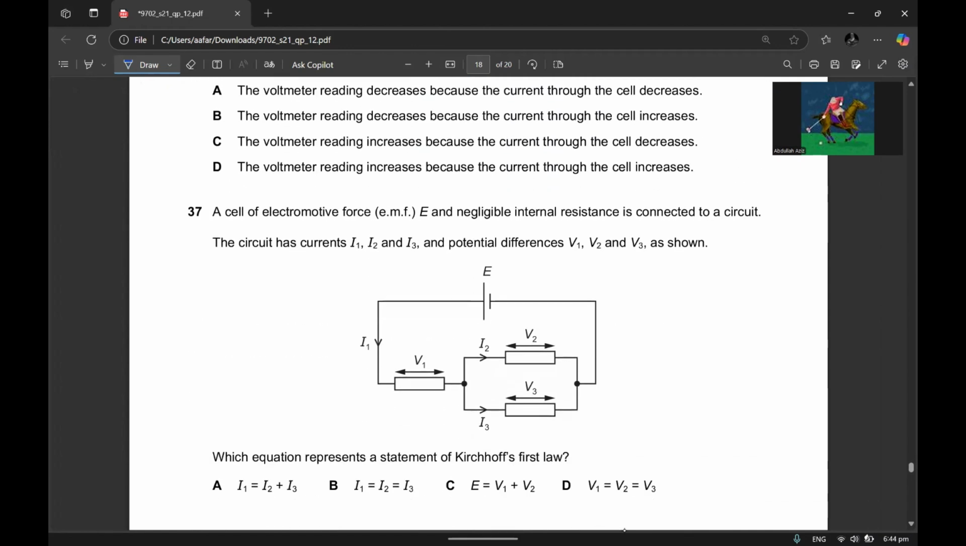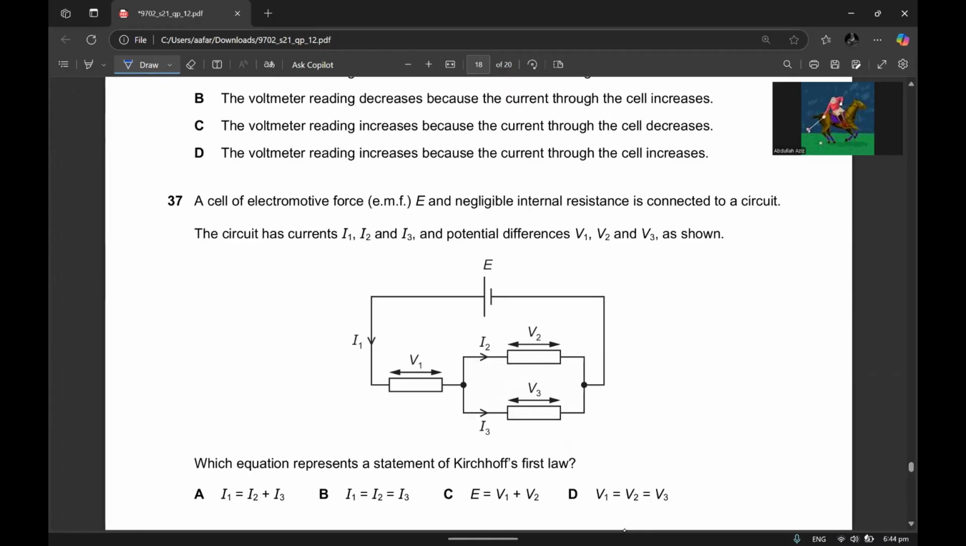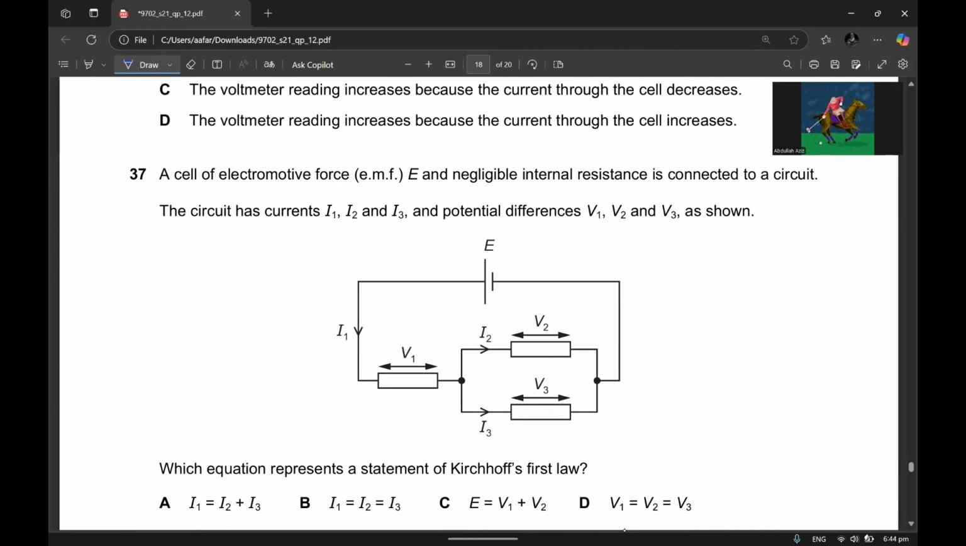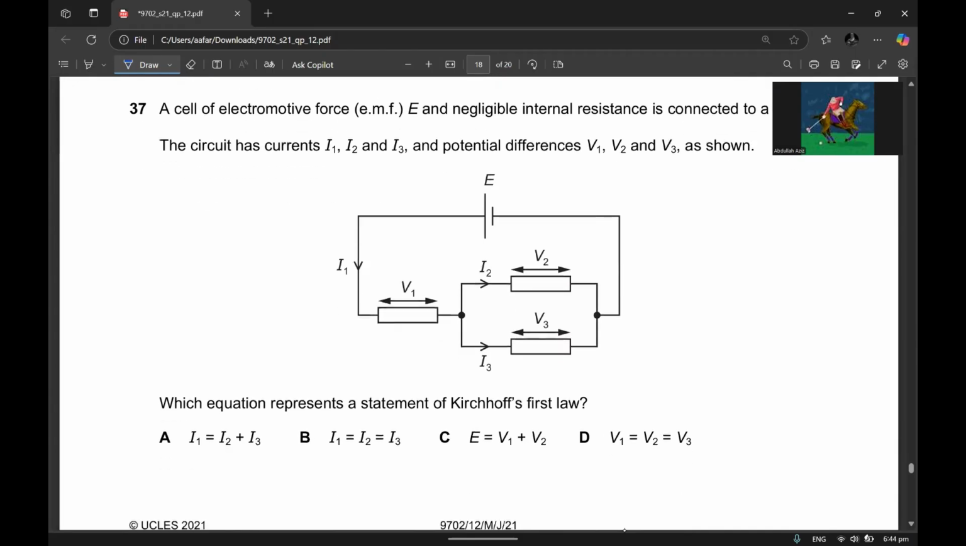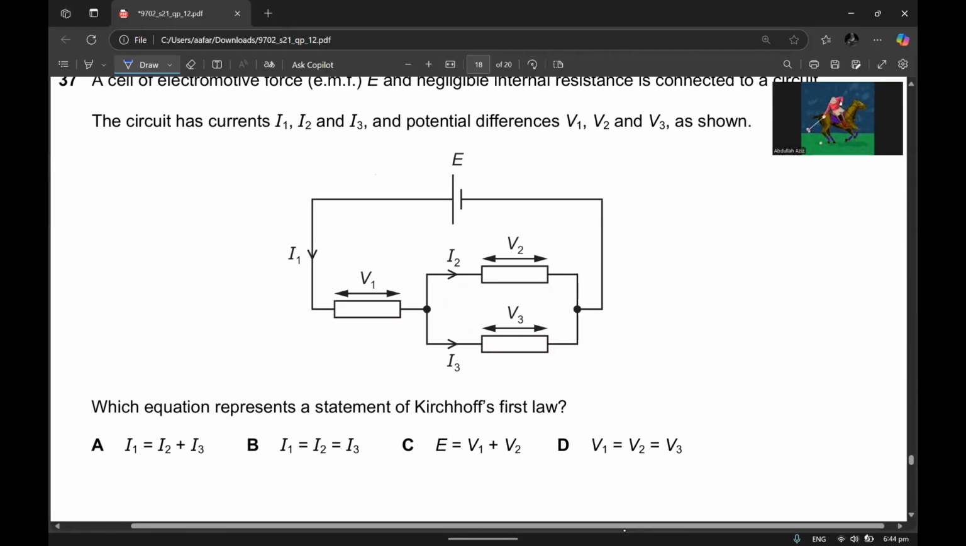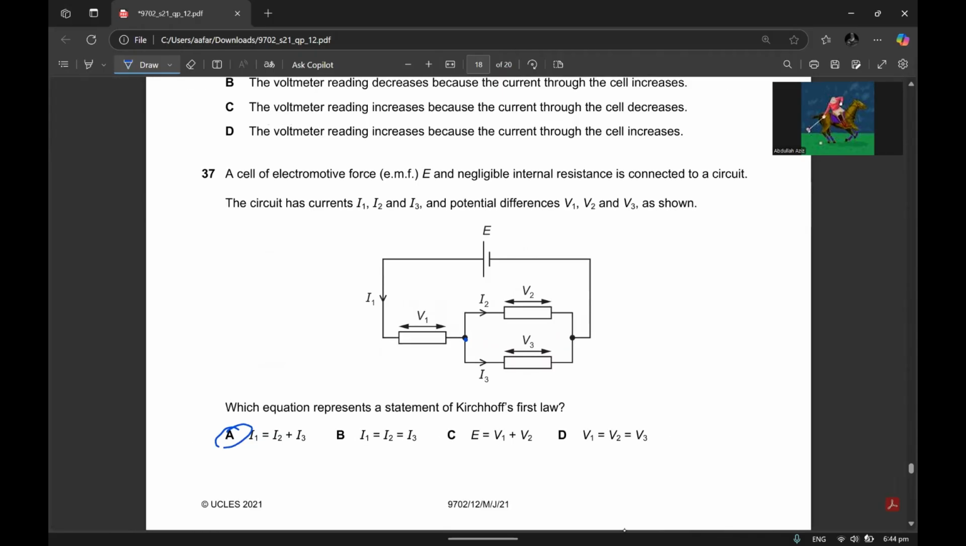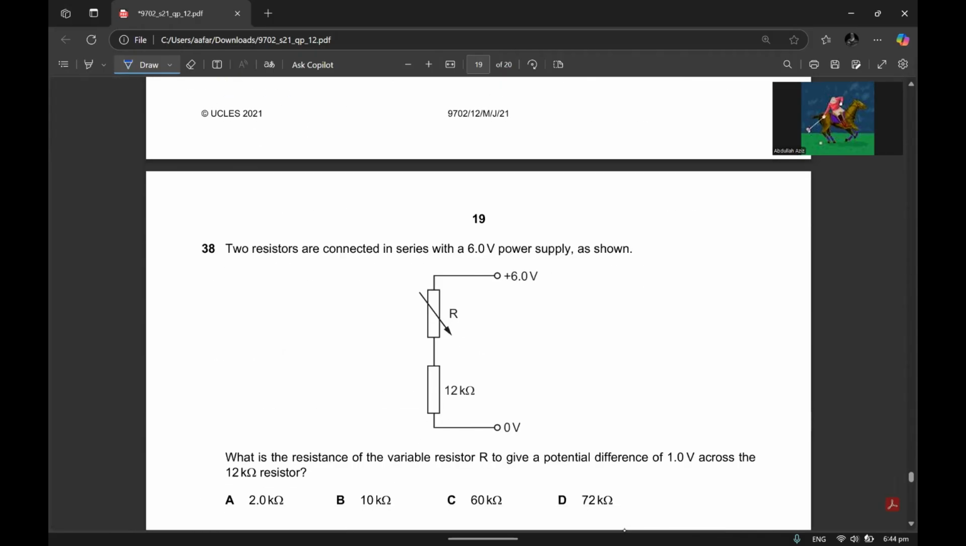A cell of EMF E and negligible internal resistance is connected to a circuit. The circuit has currents I1, I2, and I3, and PDs V1, V2, V3. Which equation represents the statement of Kirchhoff's first law? The current entering a point is equal to the sum of currents leaving the point.